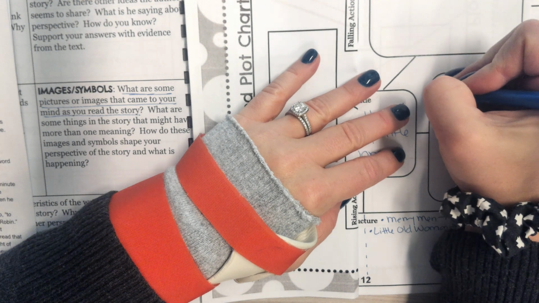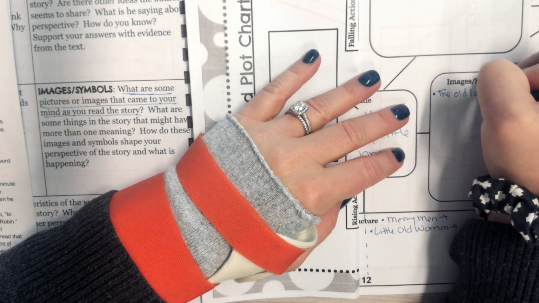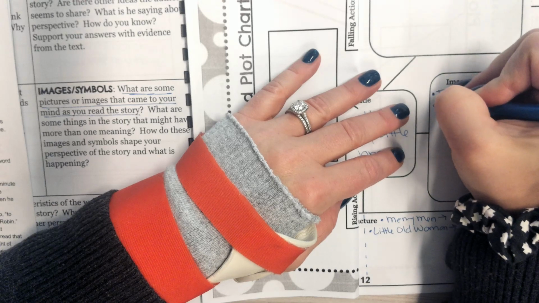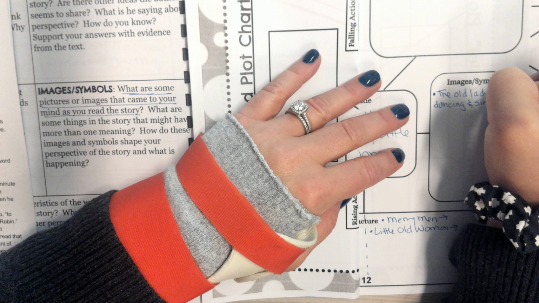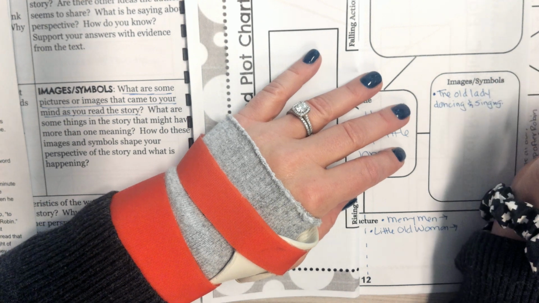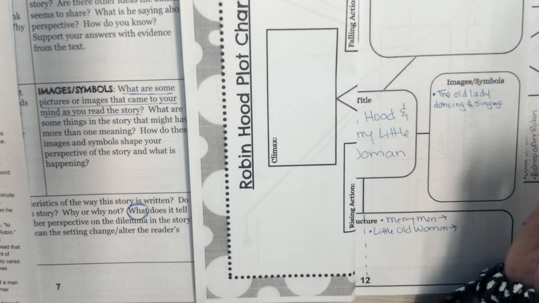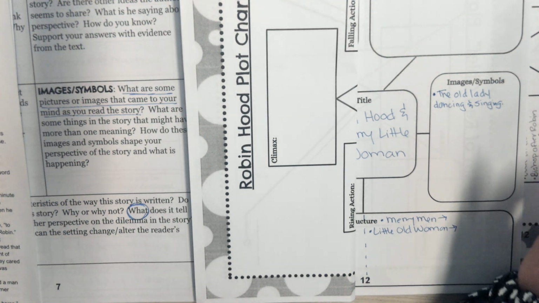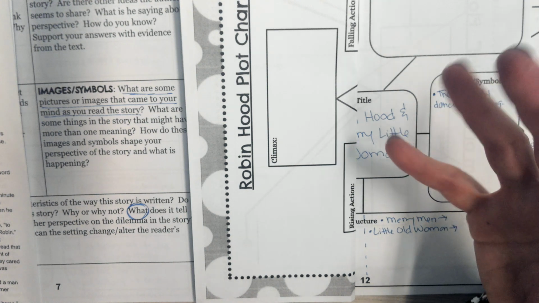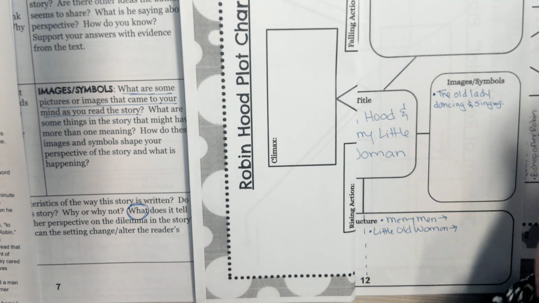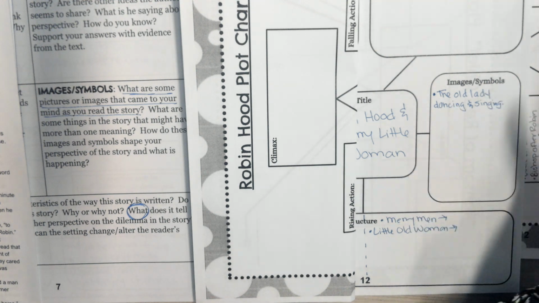Okay, so the old lady dancing and singing. How does this shape my perspective of the story? I think it makes me feel that the old lady doesn't take things too seriously. She's very fun and she tries to make the best of her life.